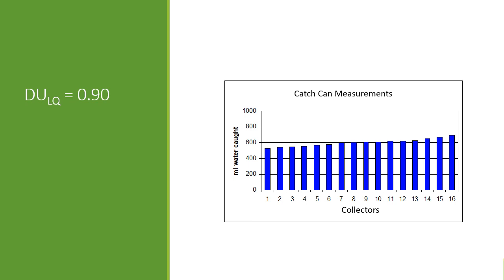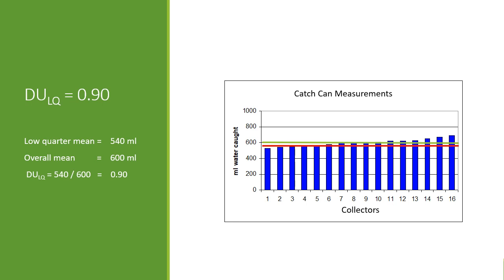Once we've entered our data, we're going to sort it in order from lowest volume through to highest. And of course we're talking about DU-LQ being the lower quarter. So we're going to look at our lowest 4 buckets and find the average volume in those 4 buckets. We're then going to divide that by the average of all of the buckets to work out our DU. So in this scenario, our lower quarter mean is 540 mils and our overall mean is 600 mils. So 540 divided by 600 gives us a DU of 0.9.